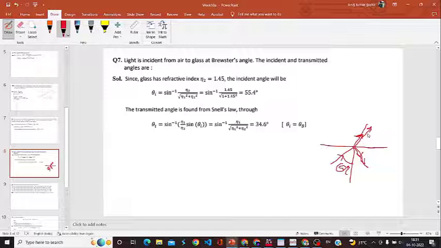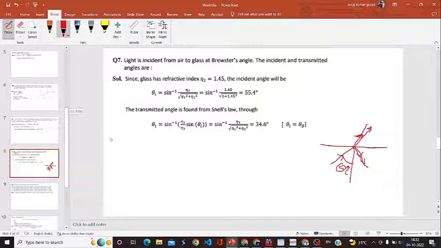Okay, so this angle is known as the Brewster angle. We have to find out the value of the incident angle such that the whole transmission takes place. Okay, so there will not be any kind of reflection.